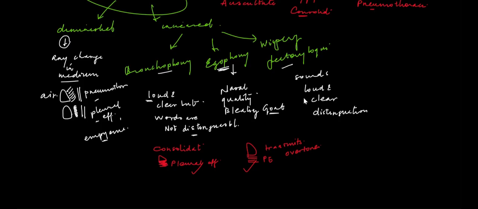And whispering pectoriloquy, there are two things. One is any cavity communicating with the bronchus, and the other is any consolidation adjacent to the bronchus. A cavity communicating with the bronchus or a consolidation adjacent to the bronchus are two conditions which can produce whispering pectoriloquy. By the way, the other two names which are given to you are succussion splash and post-tussive suction, right?